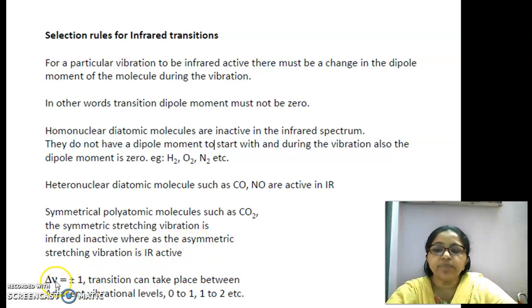Also, there is an important selection rule. A vibrational transition can happen only from one level to the next higher level. So if it is from 0, it can go to 1. If it is from 1, it can go to 2. It cannot go from 0 to 2 or 3. Transitions can take place between adjacent vibrational levels like 0 to 1, 1 to 2, etc.